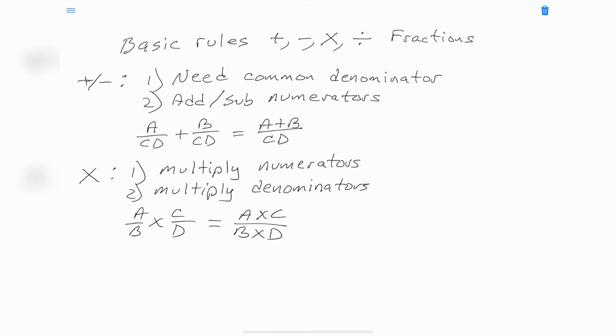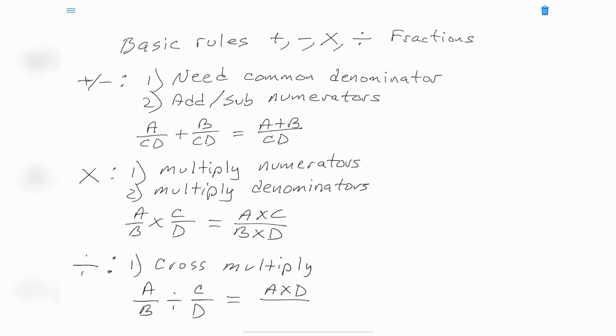And finally, dividing fractions. So to divide fractions, we just cross multiply. So let's take a look at a simple example of dividing two fractions. So if I have the fraction a over b divided by the fraction c over d, the result will be a times d over b times c.